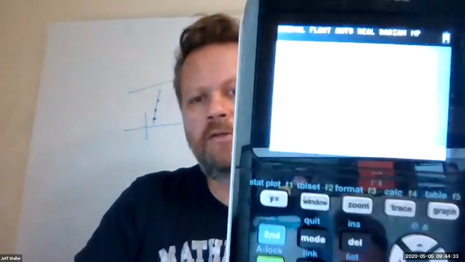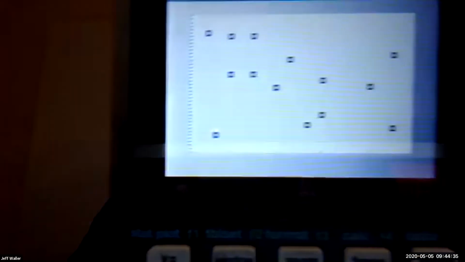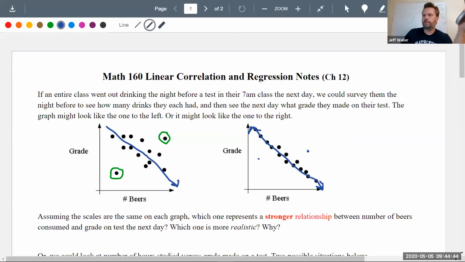All right, now. I want you to realize, please, do you guys see how that looks? I tried to make it look like this one. Woohoo!